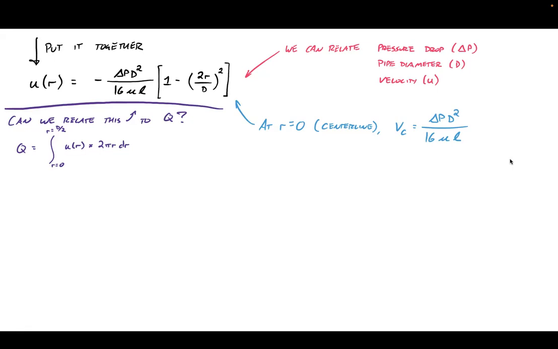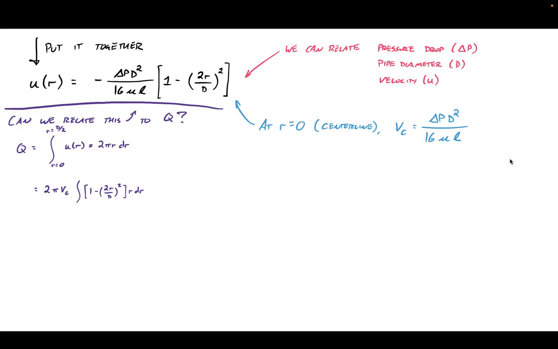So what we're doing is making a bunch of concentric donuts, if you want to think about it that way, and adding those all up. And we're integrating from the center line to the pipe wall. Now, one thing that we can do here is we can express this a little differently.